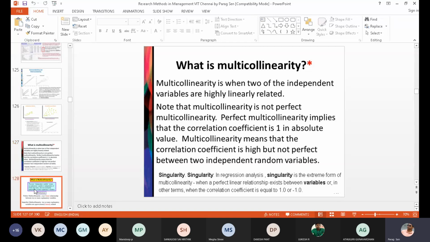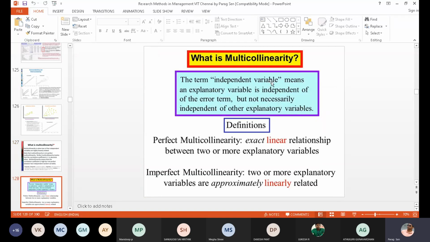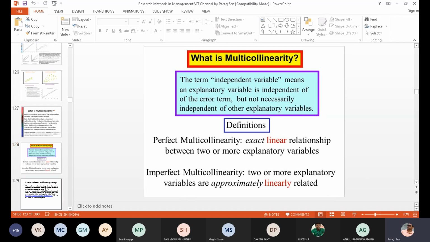What you need to know is that the term independent variable means an explanatory variable is independent of the error term, but not necessarily independent of the other explanatory variables. So perfect multicollinearity means an exact linear relationship between two or more explanatory variables, and imperfect multicollinearity means two or more explanatory variables are approximately linearly related, which we very often notice.